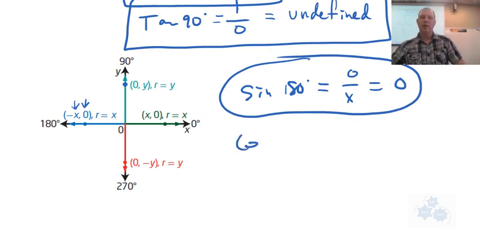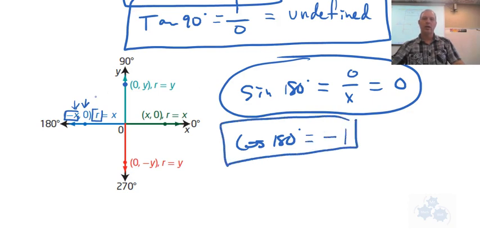What's the cos of 180? Cos is x over r. So x is this, and r is the same as x, but negative. We have negative x over itself, the positive version of itself, so that's going to be negative 1. R is always positive. So cos of 180 is negative 1.